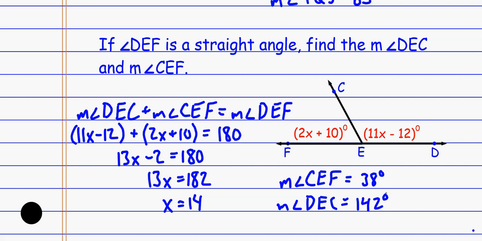So again, measuring angles using a protractor, understanding the different categories of angles, acute, right, obtuse, and straight angles, and then the angle addition postulate. The little pieces add up to the whole thing.